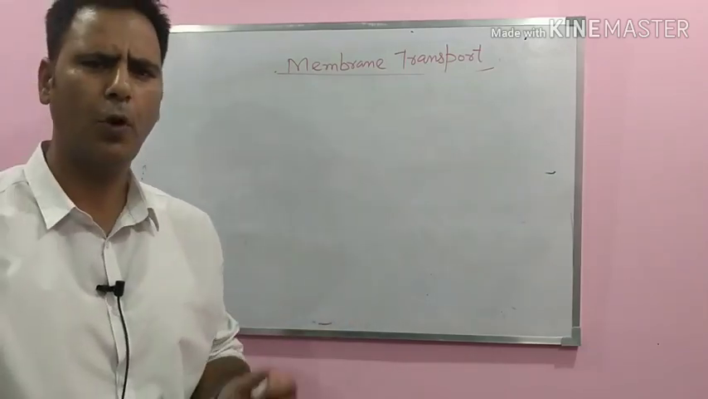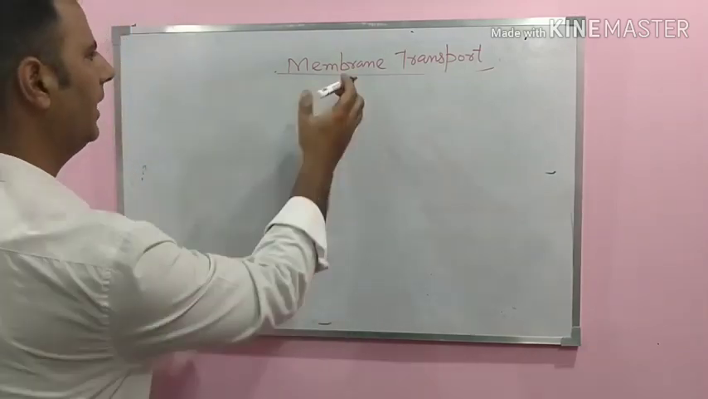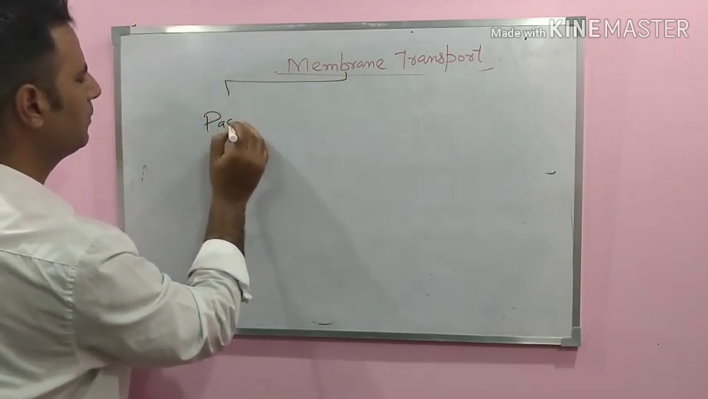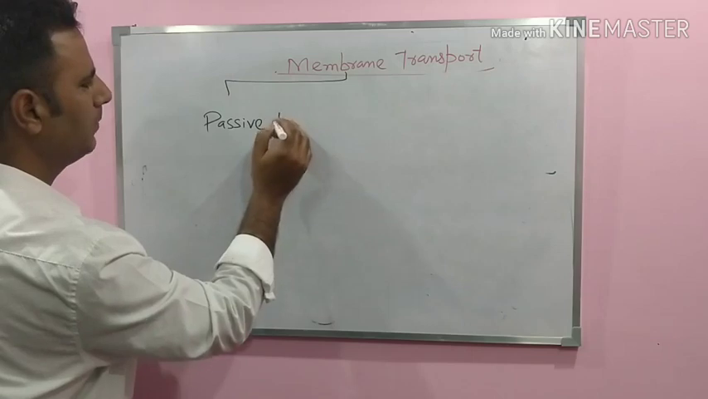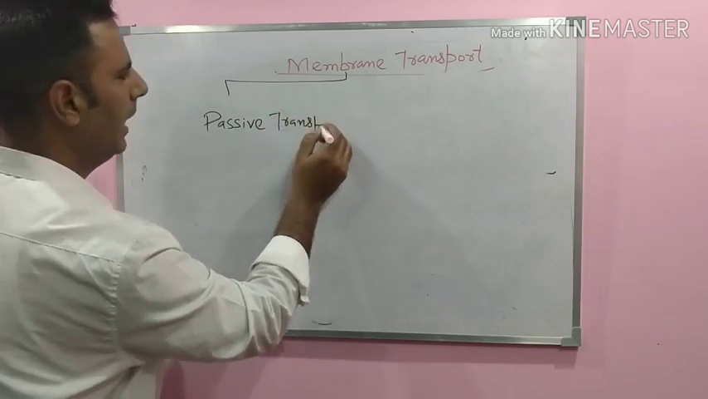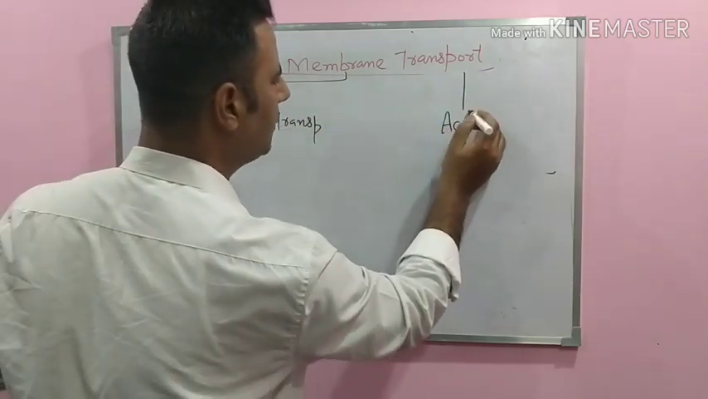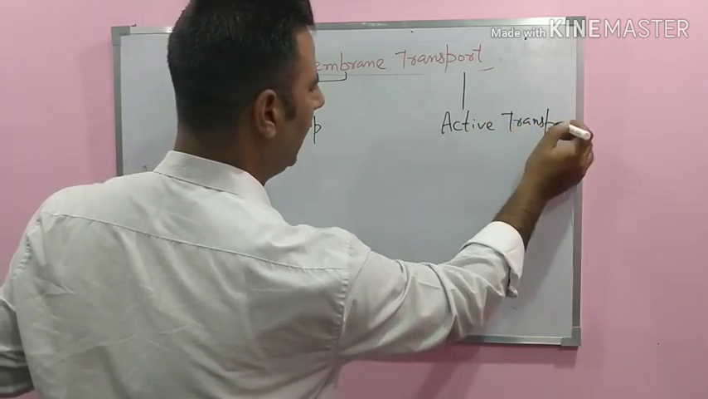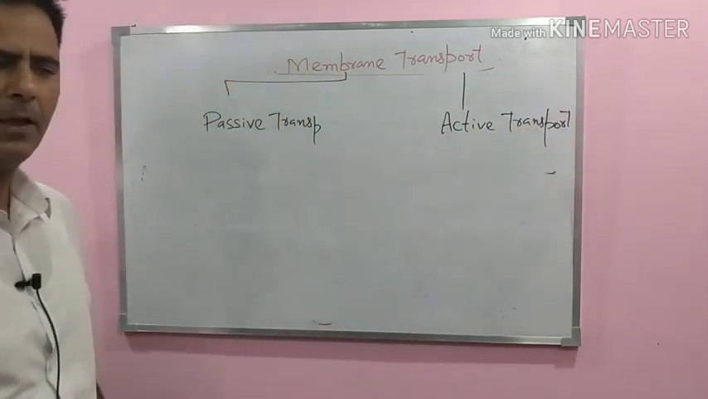Membrane transport is broadly divided into two types. One is passive transport, and second is active transport. We have passive transport and active transport.